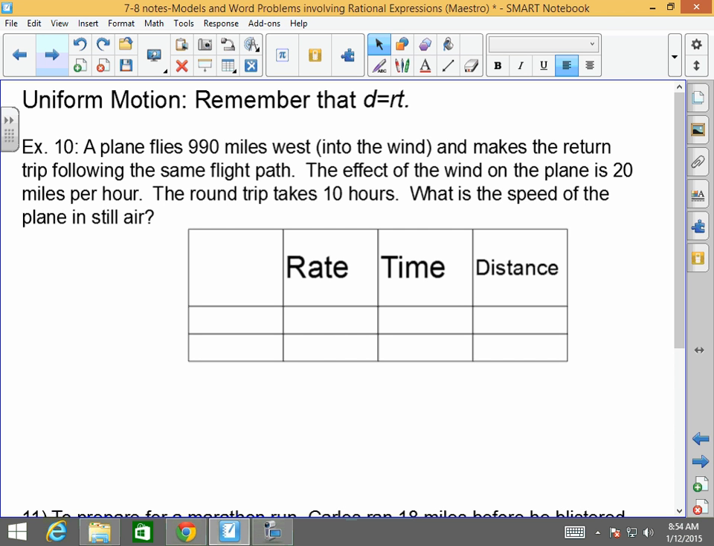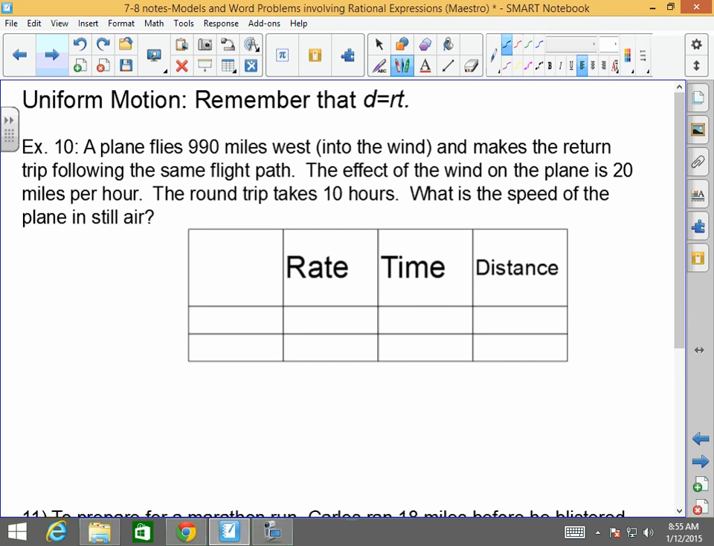Remember that for uniform motion, my friends, distance equals rate times time. So, for example 10, a plane flies 990 miles into the wind and makes a return trip following the same flight path. The effect of the wind on the plane is 20 miles per hour. The round trip takes 10 hours. What is the speed of the plane in still air?